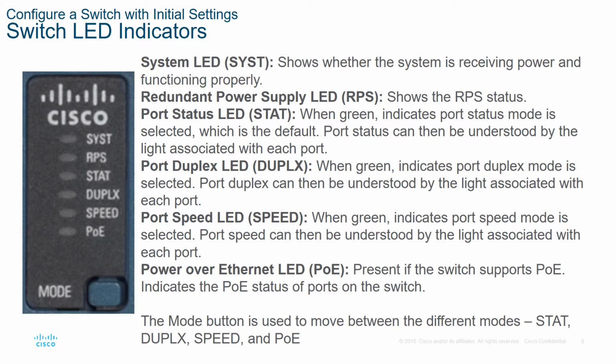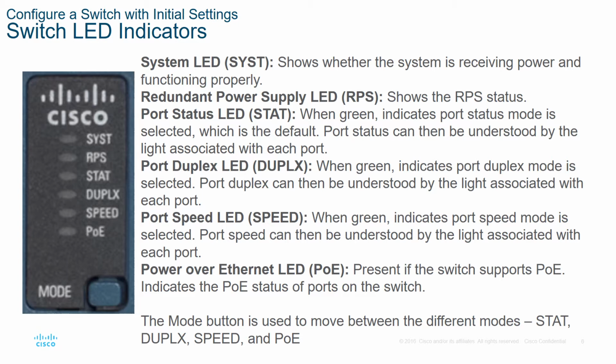The port duplex LED represents the switch port mode of operation, whether the switch port operates in full duplex mode or in half duplex mode. If the port duplex LED is off, the port is operating in half duplex mode. If the port duplex LED is green, then the port is operating in full duplex mode. Basically, you know the difference between half duplex mode and full duplex mode. Full duplex mode means the port sends and receives data at the same time. Half duplex mode means the port sends and receives data but not at the same time.